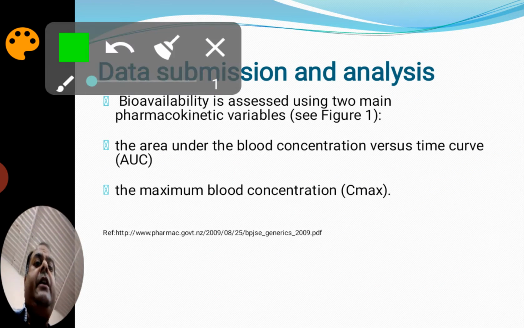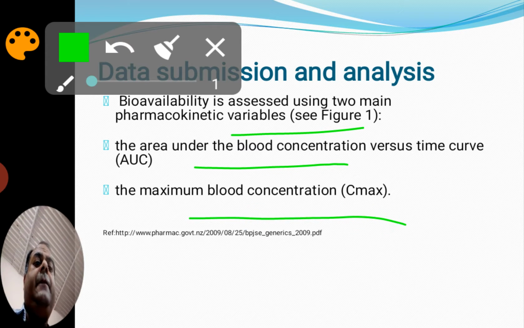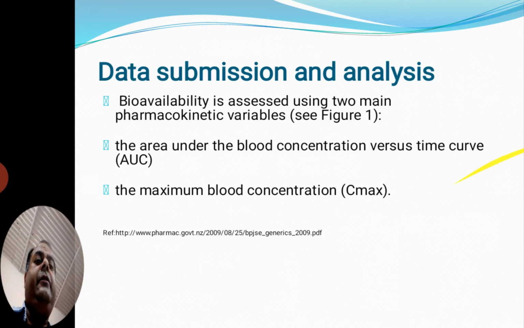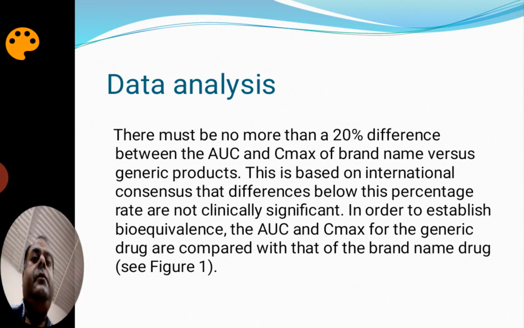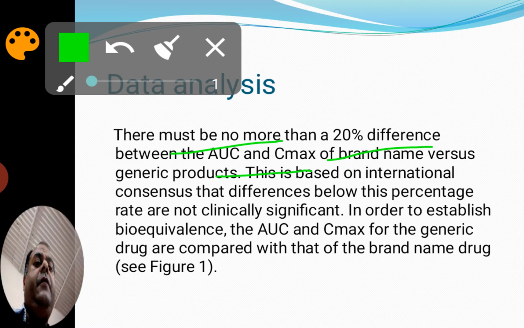Now let us see the data submission analysis. Bioavailability is assessed using 2 main pharmacokinetic variables, as shown in figure 1 in the next slide. These 2 parameters are AUC, that is area under the blood concentration versus time curve, and the maximum blood concentration, that is Cmax. Now in data analysis, there must not be more than 20% difference between the AUC and Cmax of the innovator product, that is, a brand name, versus the generic product.